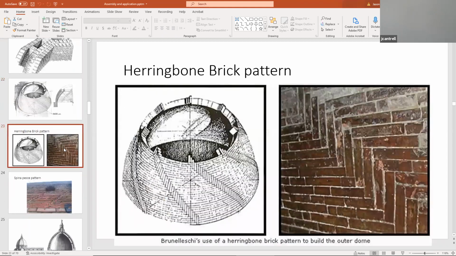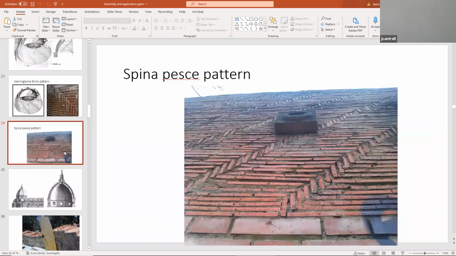So this image is showing you the herringbone pattern in the actual dome itself. The technical term, if I'm pronouncing this correctly, is spina pesce pattern. We can see that there's an architecture teacher that rebuilt parts of this dome as an experiment to see how this building would have been constructed. We can see the herringbone pattern of these flat clay tiles embedded into the dome itself.